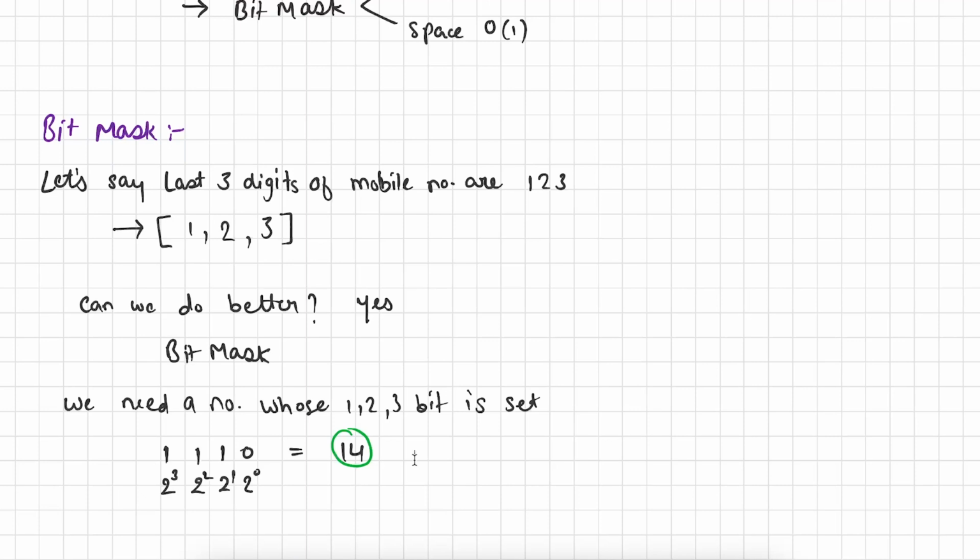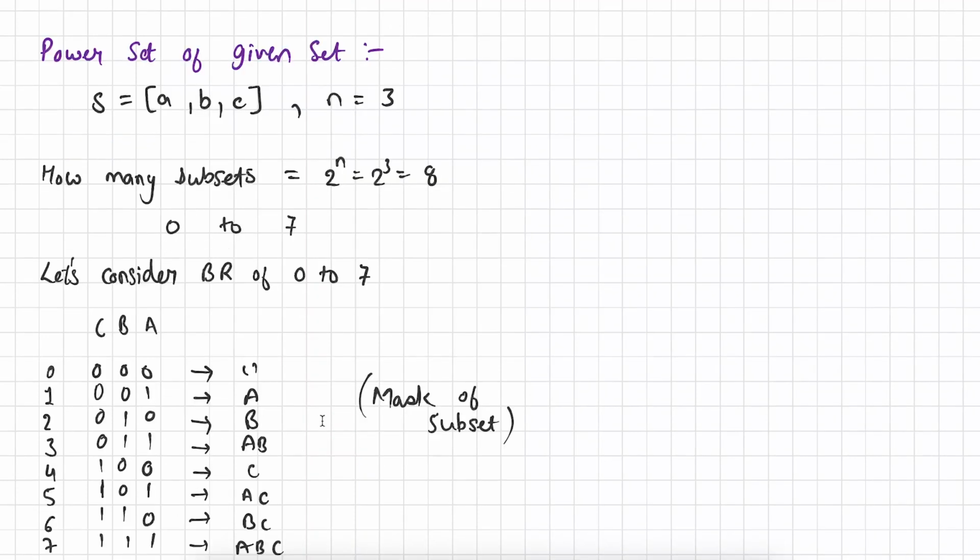So the idea is simple. We are using bits to mask something, and that could be anything. Using this approach, now we do not have to store a set of 1, 2, 3. Instead, we can only store 14. And by looking at 14, we can easily figure out what the last 3 digits of the mobile number are, right? So in order to find the power set of a given set, we are simply going to use this concept of bit masking.